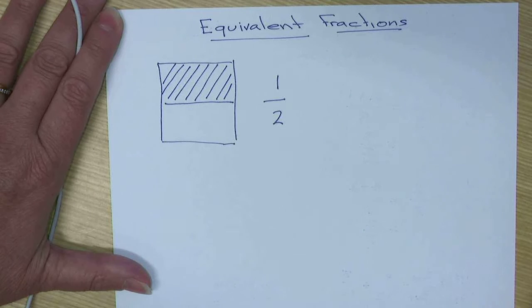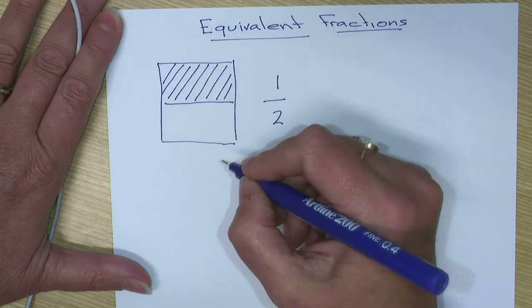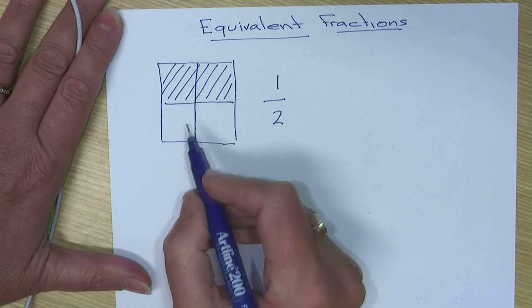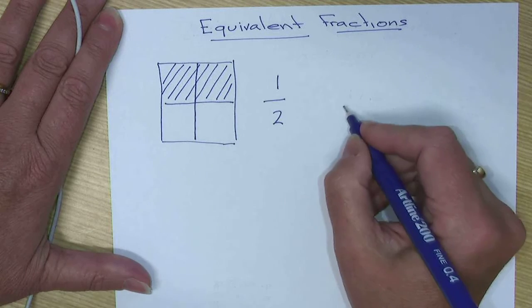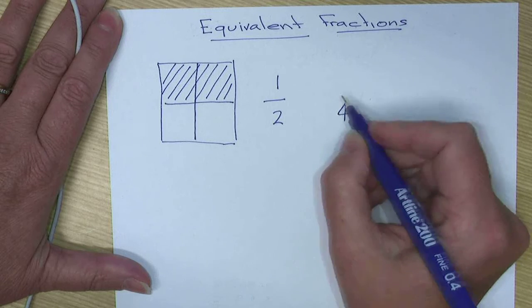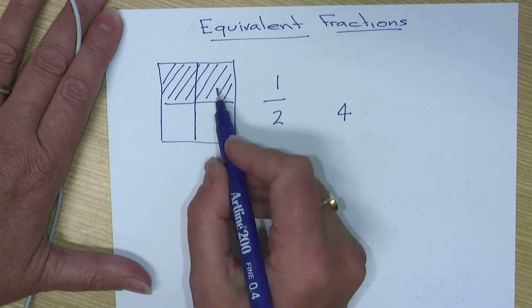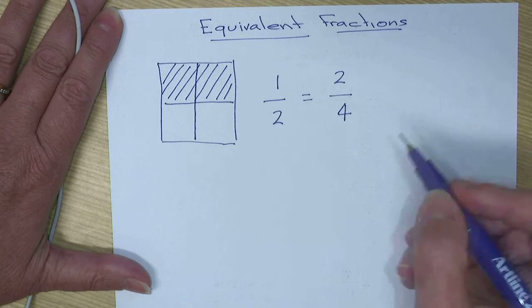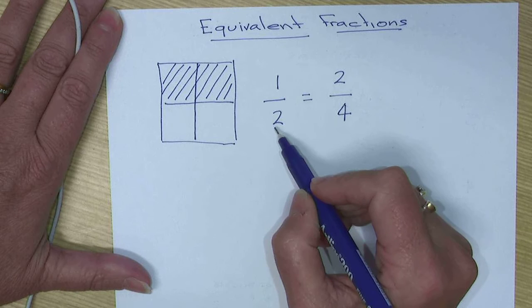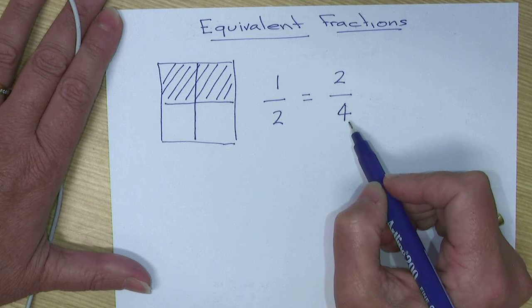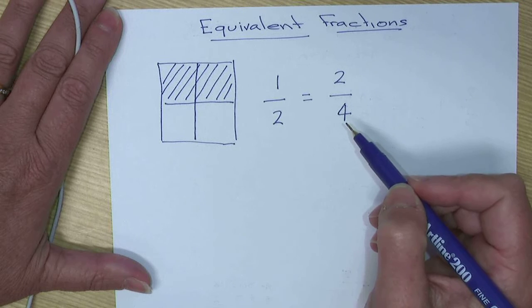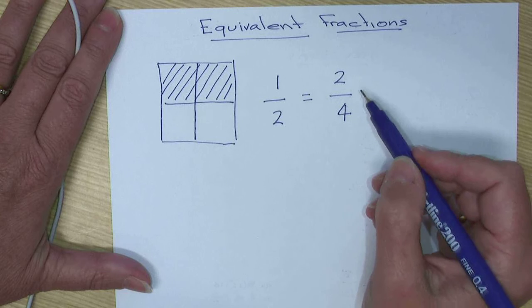Now, if I then take the same shape and I divide it down the middle here, I now have four spaces. So 4 is our denominator. And of those four spaces, 2 of them are coloured in. We say that these are equivalent fractions because 1/2 is the same as 2/4. So if I offered you 1/2 of a chocolate bar and somebody else offered you 2/4 of a chocolate bar, you would still be getting the same amount.